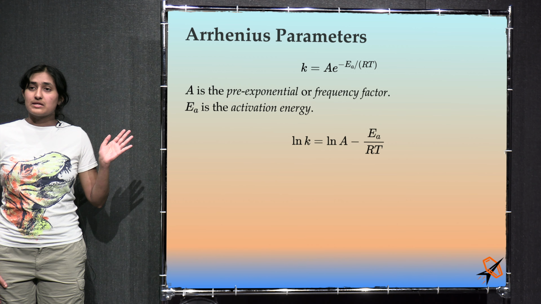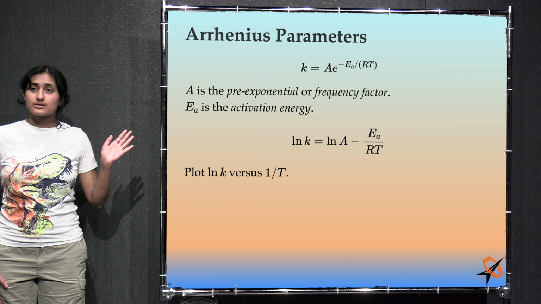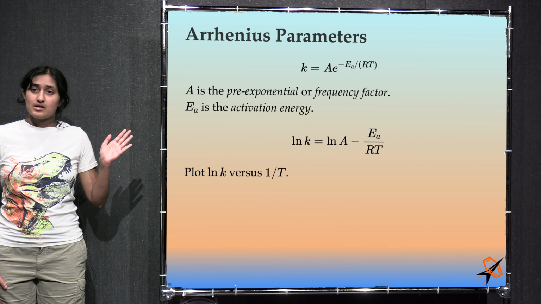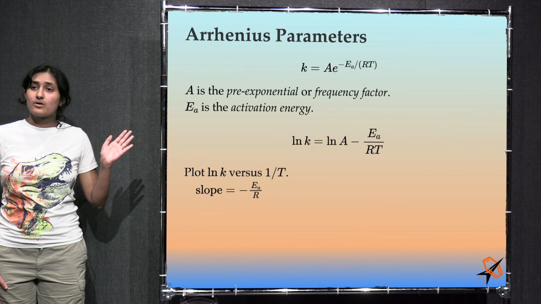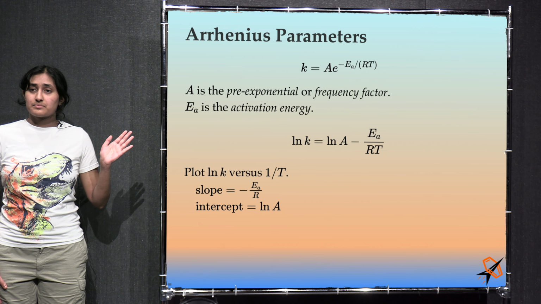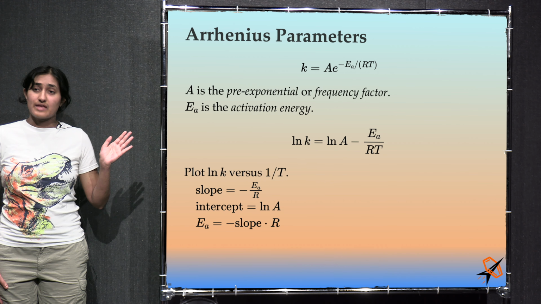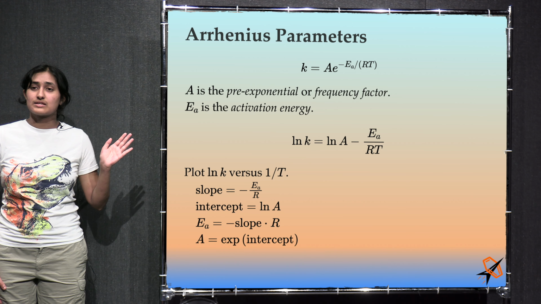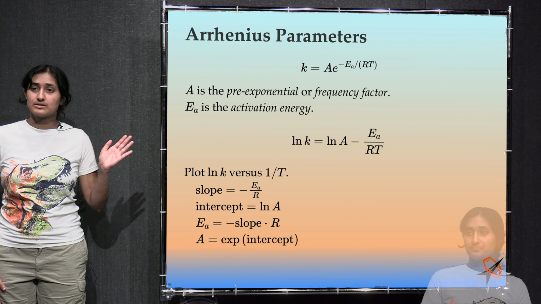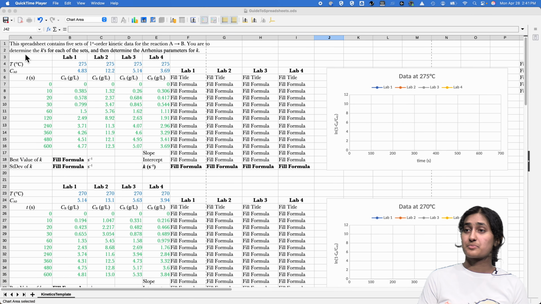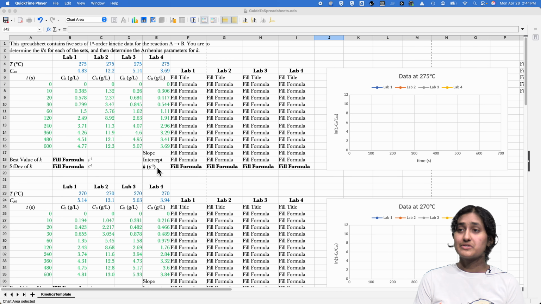We can get at them by taking the natural log of the equation and plotting log k versus 1/T. The slope is -E_A/R, and the intercept is log of A. We can multiply the slope by -R, the gas constant, to get E_A, and take the exponential of the intercept to get A. Here's a spreadsheet prepared by your technician. Let's fill it in. We have spaces for the value of k for each lab and for each temperature.